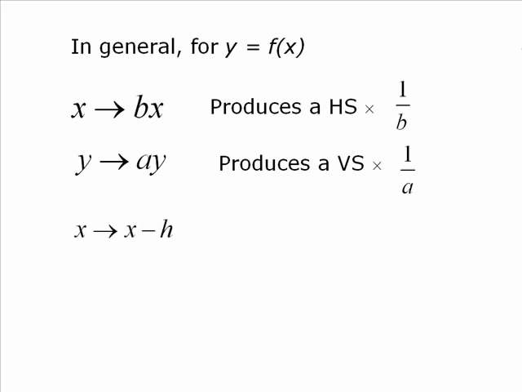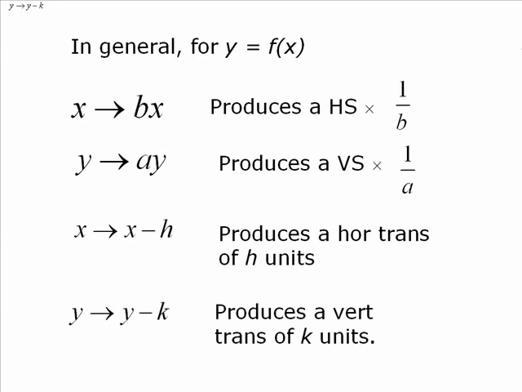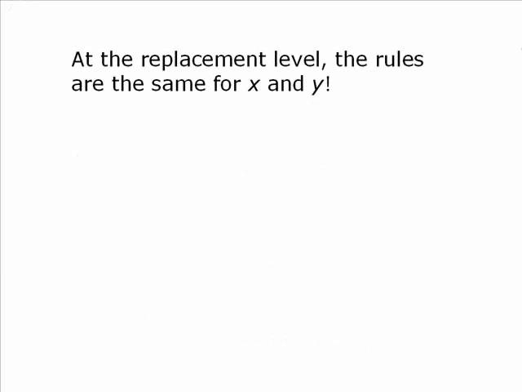If x is replaced with x minus h, this produces a horizontal translation of h units. If y is replaced with y minus k, this produces a vertical translation of k units. So everything is exactly the same as long as you're dealing with the initial substitution, or at the replacement level. The difference is that normally we isolate the y, which reverses the way it is for y.